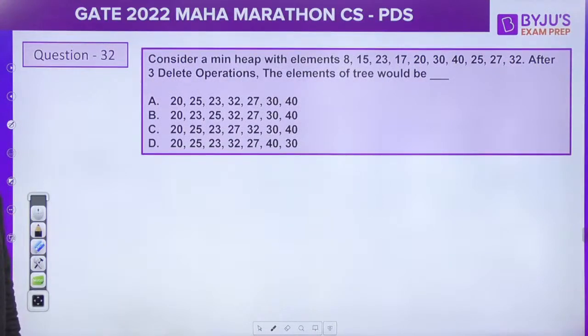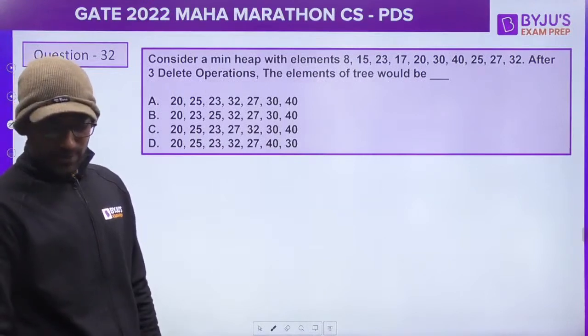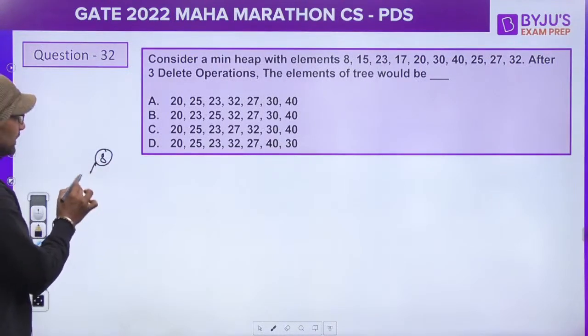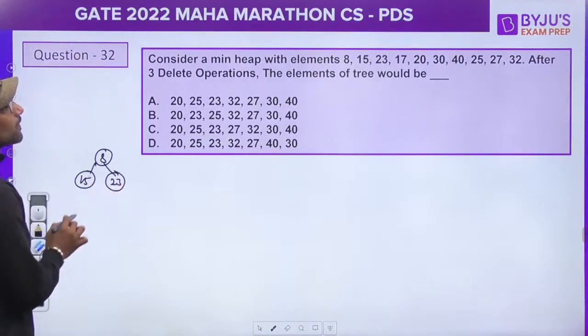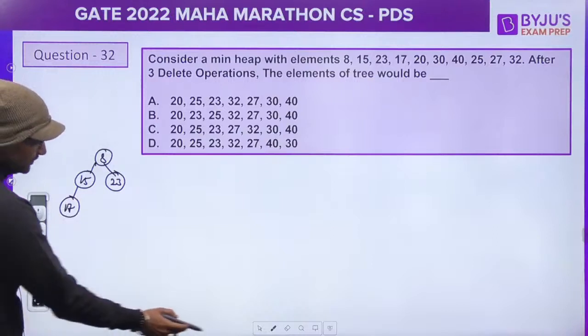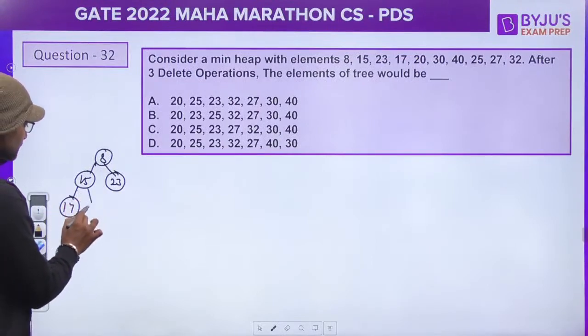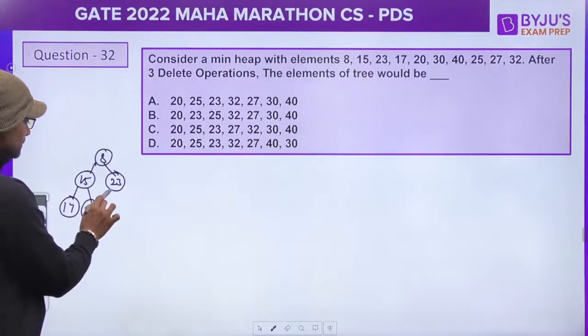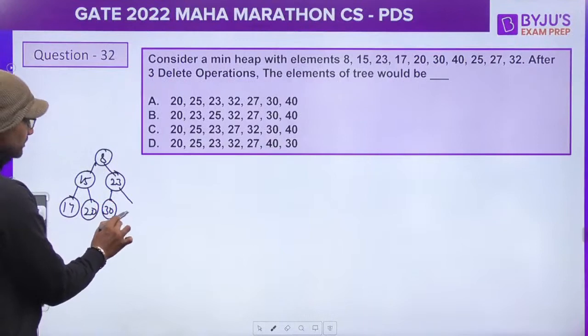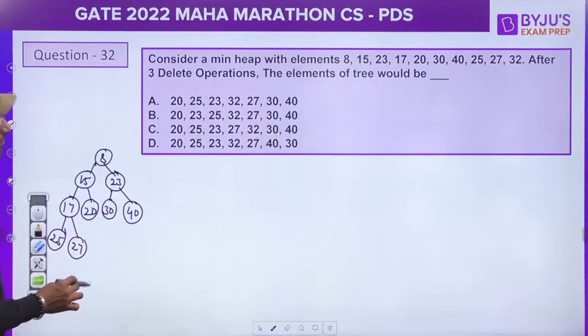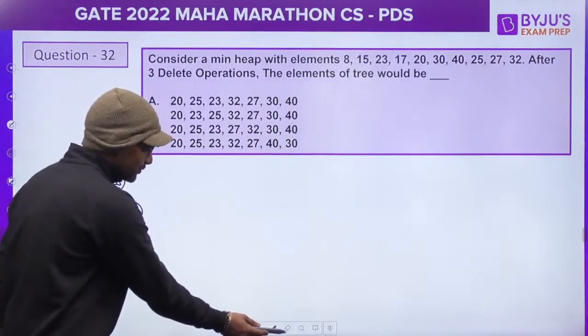Consider the min heap. After 3 delete operations, the elements of the tree would be? Do it quickly. 3 delete operations we have to do. I will also do along with you. Let's see who will do first. This is given, 3 delete operations we have to do.